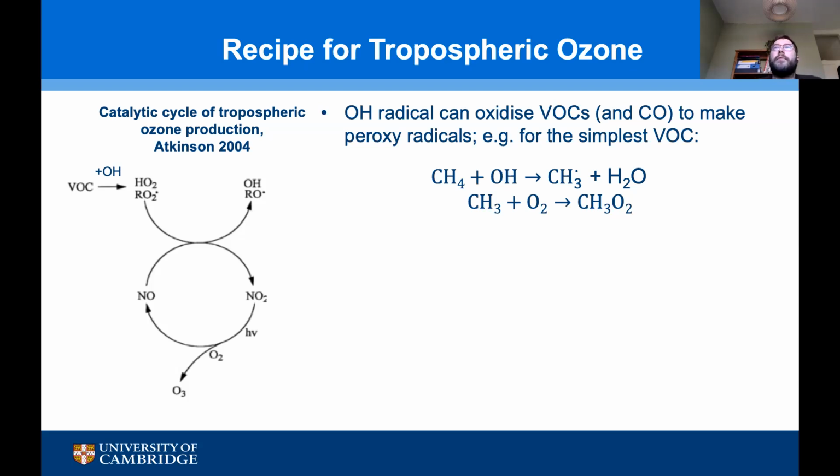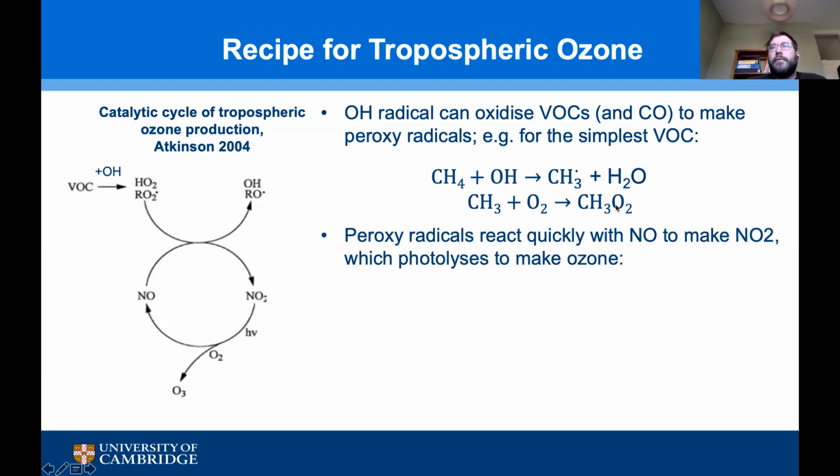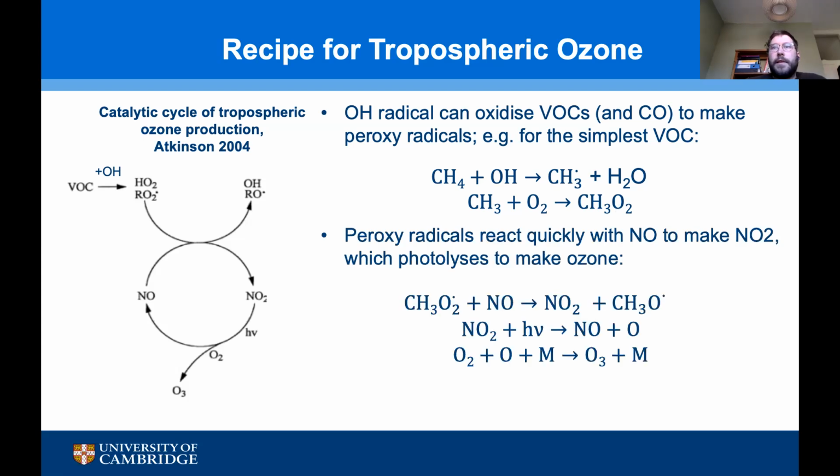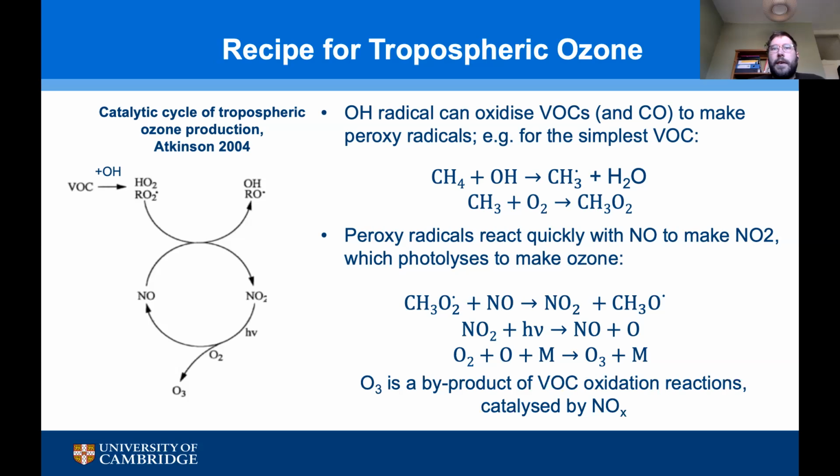OH radicals can oxidize VOCs. Methane is the simplest example of that. It'll form a methyl peroxy radical, and then the methyl peroxy radicals react with NO, as we just said. In a sense, ozone is a byproduct of these VOC oxidation reactions, which are catalyzed by NOx. If this happens without NOx, then that actually causes net ozone loss. But when you have a happy mixture of VOCs and NOx, you can get very efficient ozone production.